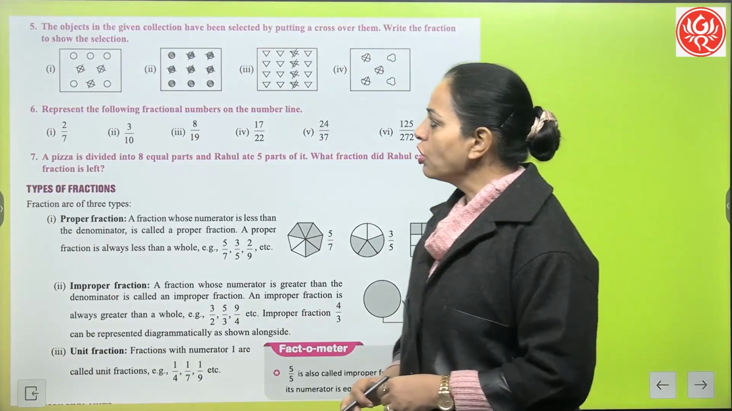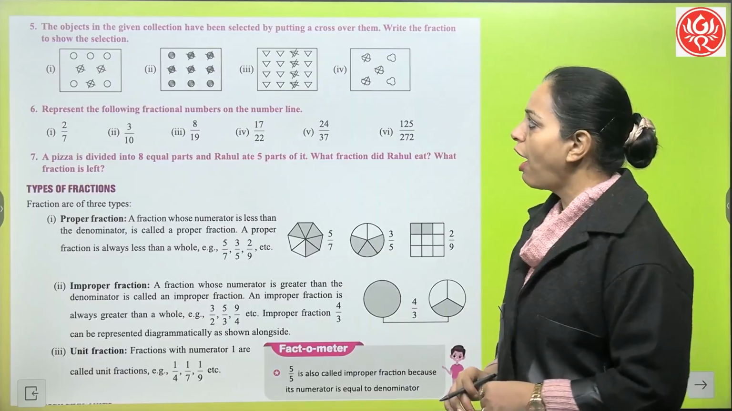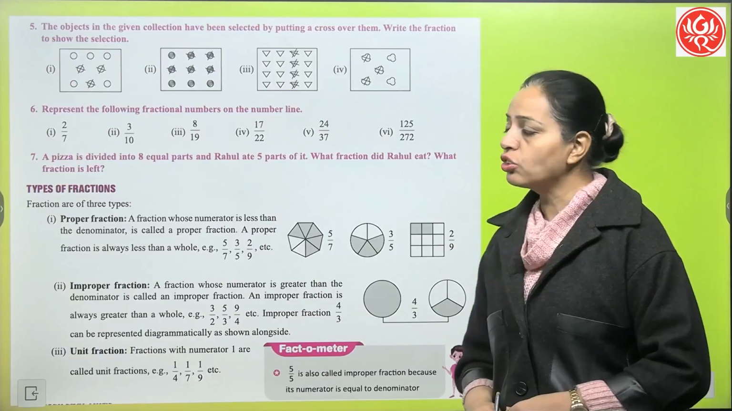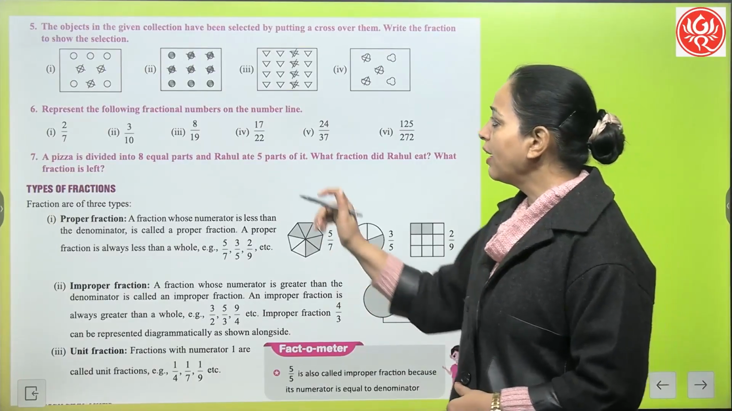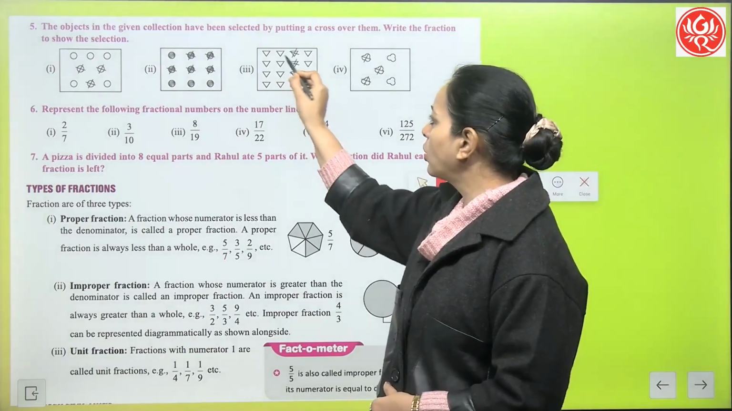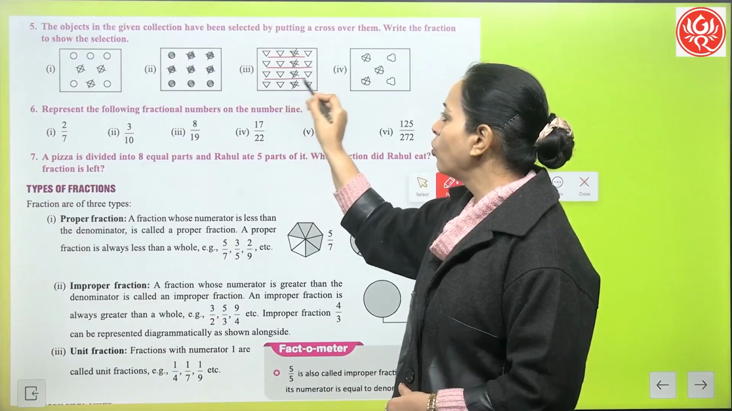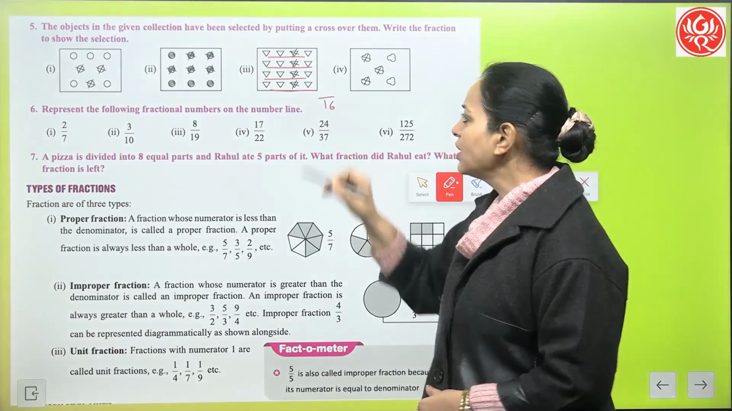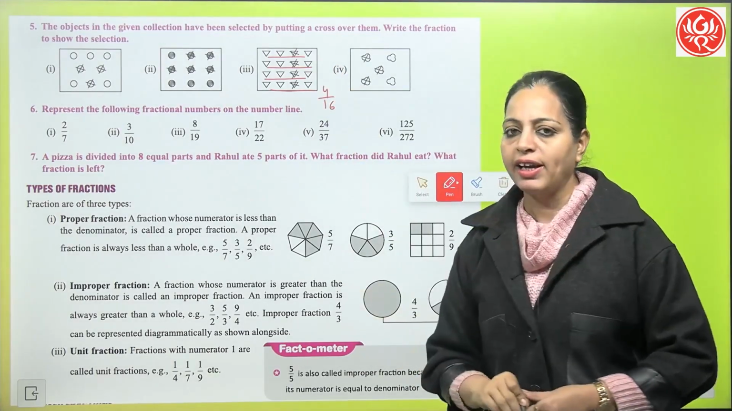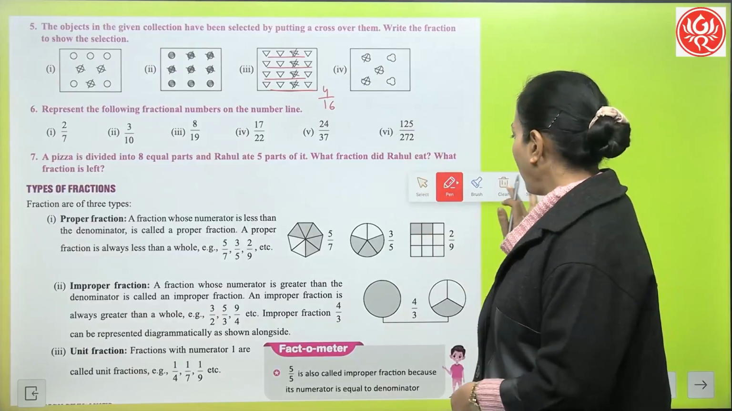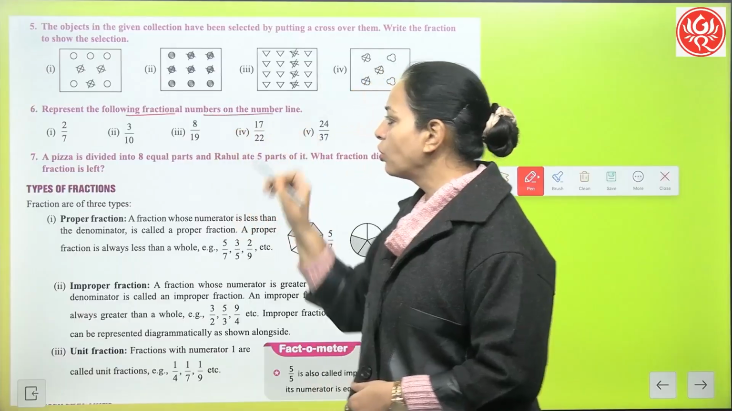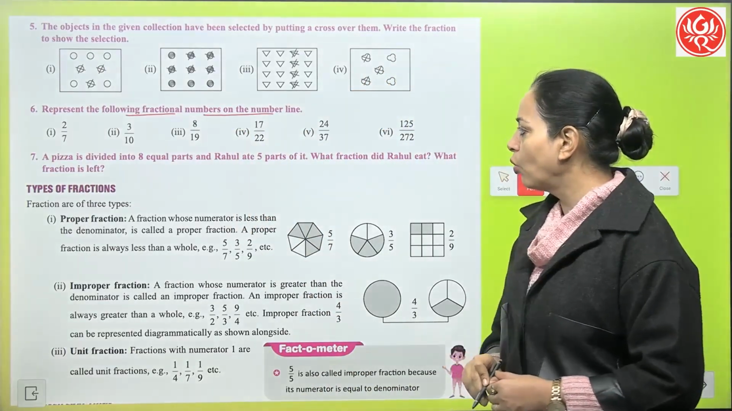Now the fifth question: the objects in the given collection have been selected by putting a cross over them. Write the fraction to show the collection. Like here, the third part. Here some objects have been crossed. So here total 4, 4, 8, 4, 12, 4, 16. Total 16, and out of 16, 4 are crossed. It means 4 by 16. So you will do the remaining fractions similarly, right? Now the sixth one: represent the fractional numbers on the number line. You can try this one on your own.